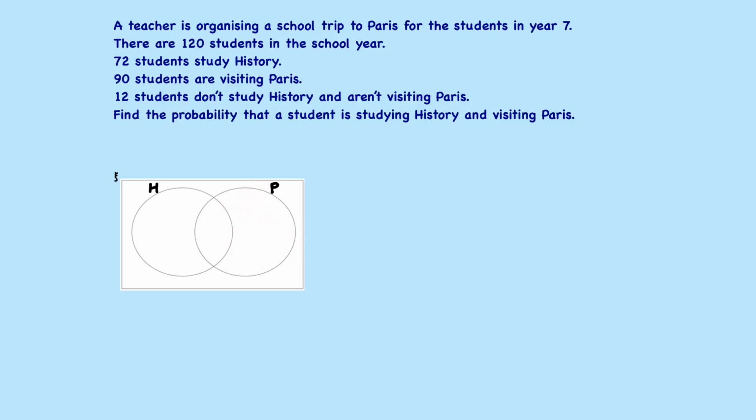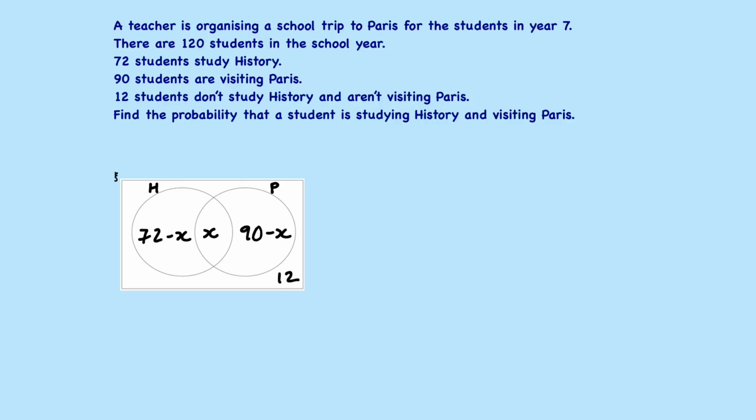So what we can do is let this number be called X. But before we do that, we do know that there are 12 students who don't study history and aren't going on the Paris trip. So we will put those 12 in there first of all. And then we've got our X in the intersection because we don't know what it is. So we'll call it our unknown value of X. Then this part of the circle will simply be 72 minus X. And this will be 90 minus X.